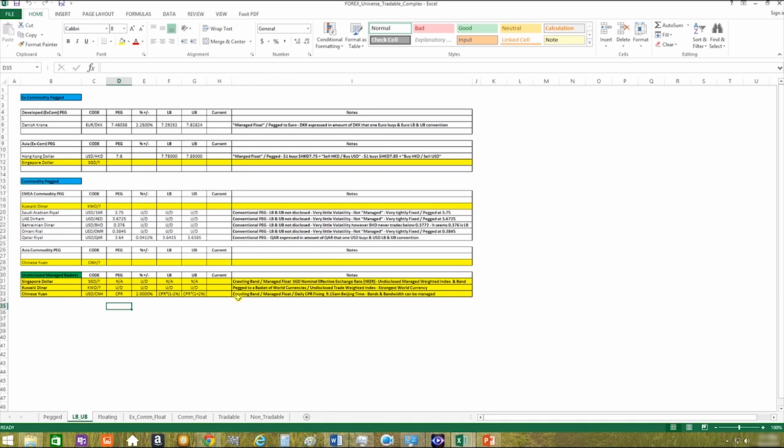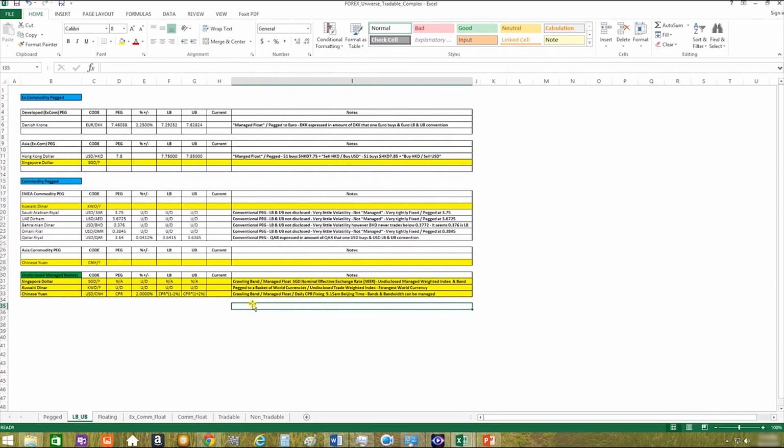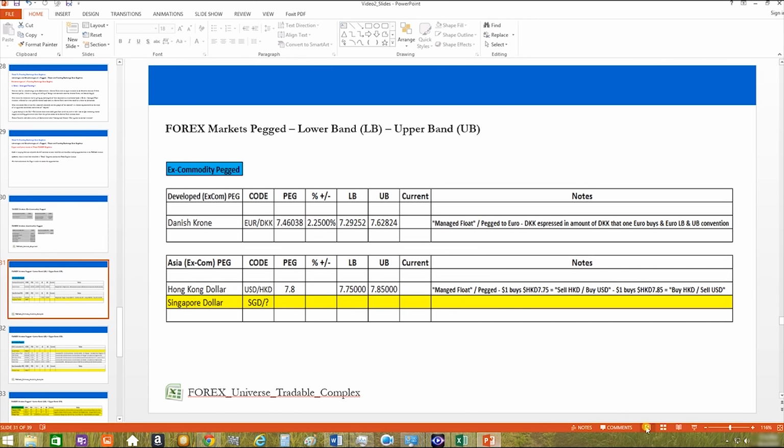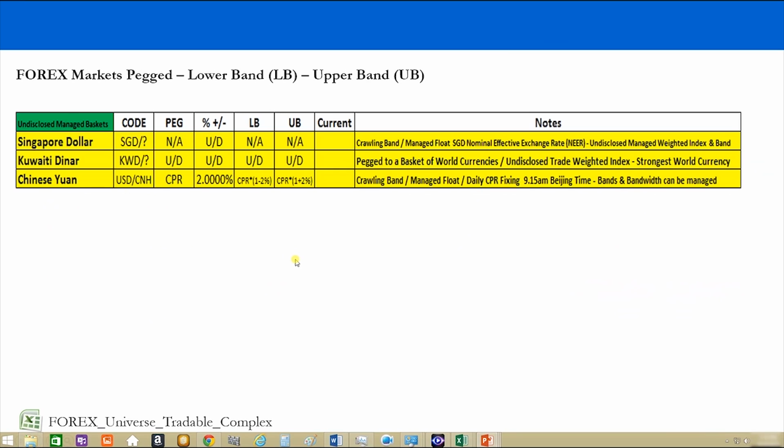You'll learn some different definitions, for example, the Chinese yuan being pegged to the US dollar on a crawling band, and essentially it being a hybrid situation where it's a crawling band / managed float, and there's a daily fixing at 9:15 in the morning Beijing time, and the bands and bandwidth of the pegs are managed every day. So go through all of these, learn about them, and in your own time you can begin to really understand how they work. We're just going to go back to the presentation now, and what we're going to try and move on to is where our real opportunities will exist.